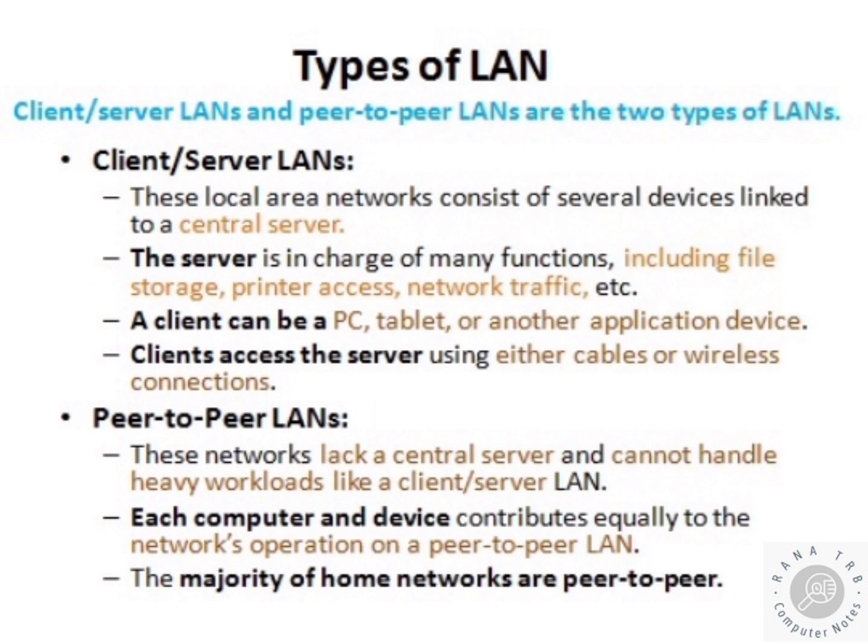Types of LAN. There are two types of LAN. One is client-server LAN and the next one is peer-to-peer LAN. First one is a client-server LAN. It is a local area network consisting of several devices linked to a central server. The server is in charge of many functions such as file storage, printer access or network traffic, etc. Here the client can be a PC, tab or any other device. This client accesses the server using either a cable or a wireless connection.